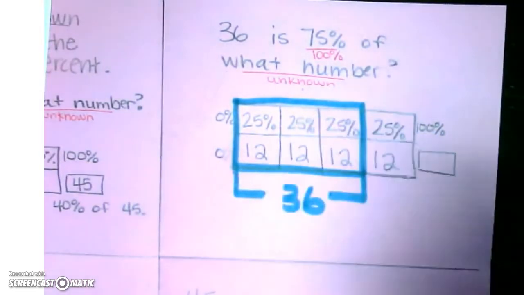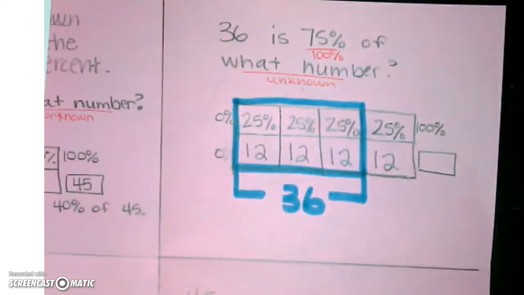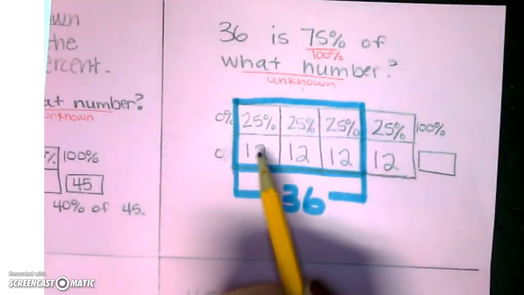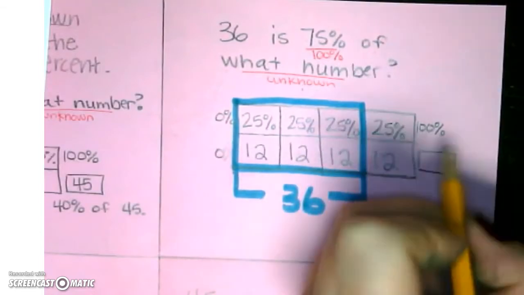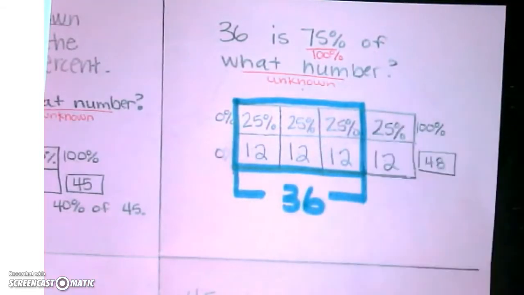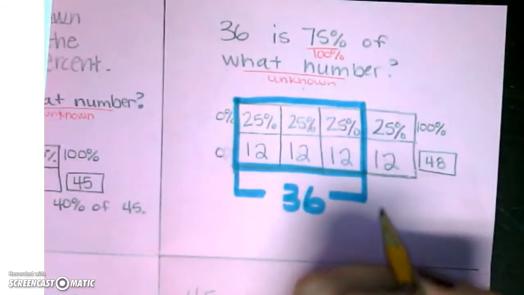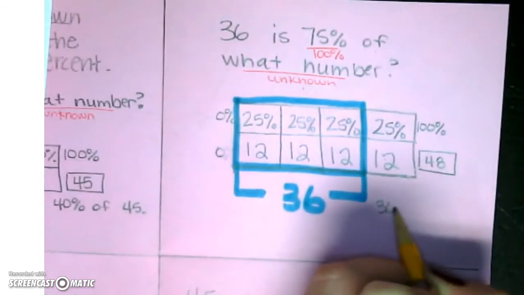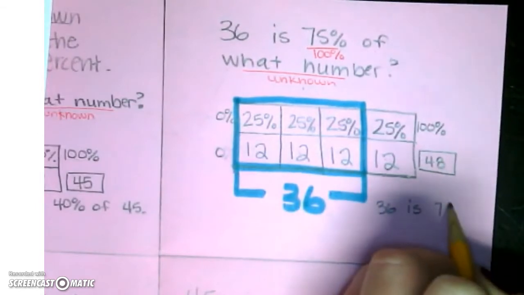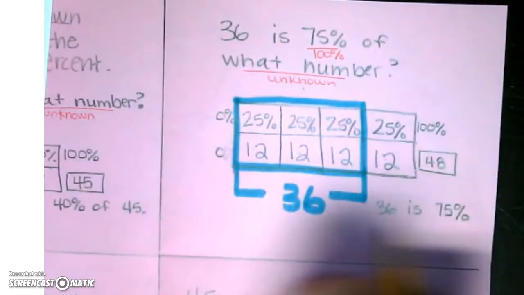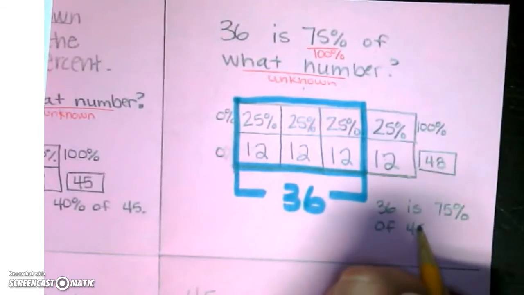Well, if those pieces are worth 12, all of the pieces are worth 12. And 4 12s, 12 plus 12 plus 12 plus 12, is 48. So you could finish your problem by saying that 36 is 75% of 48.